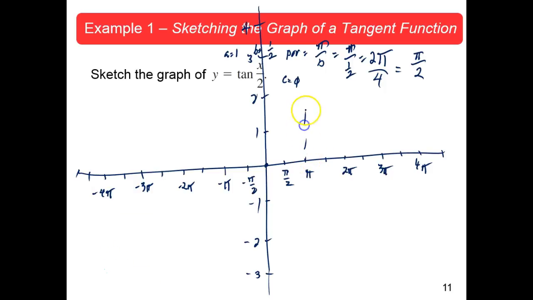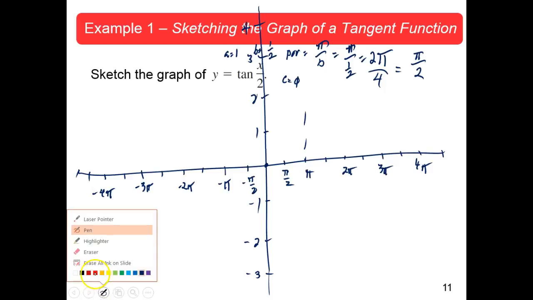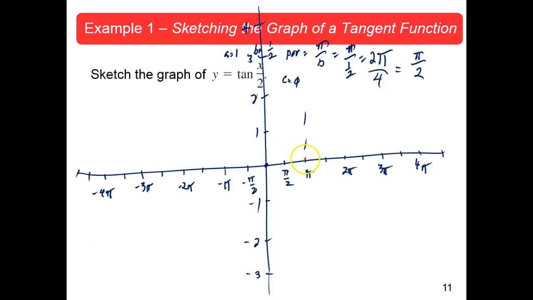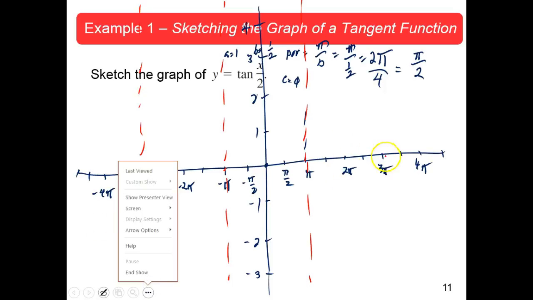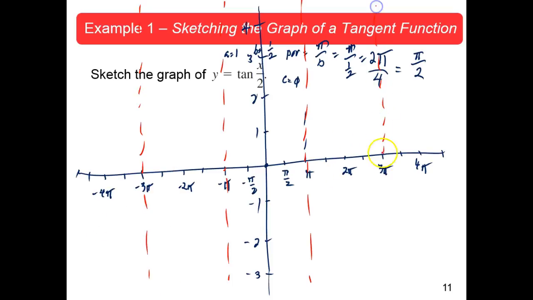Okay, and because they're vertical asymptotes, I'll draw them in red. Vertical asymptote there. There. This is because your period is now 2 pi, not pi. So there's your vertical asymptotes. Normally they'd be at the half pi's, but here because your period is 2 pi, they're at pi's. The odd pi's.